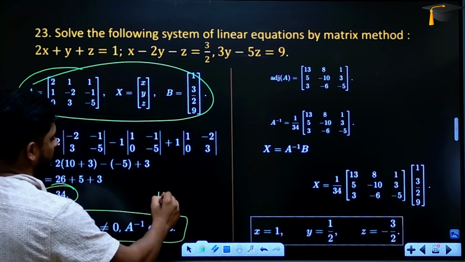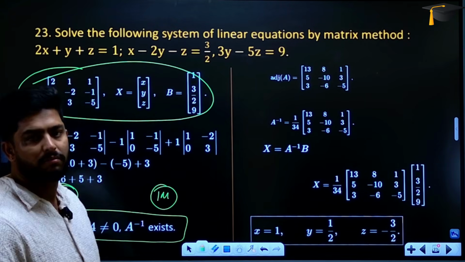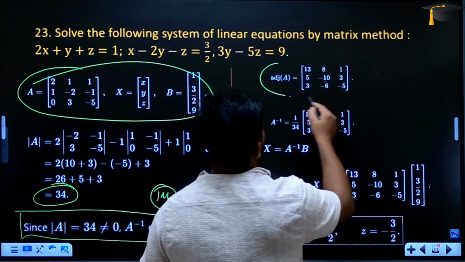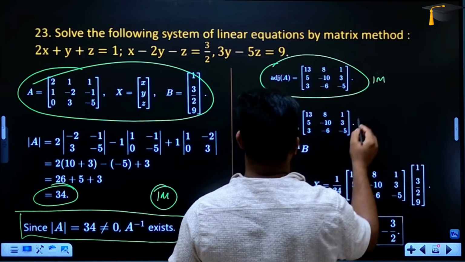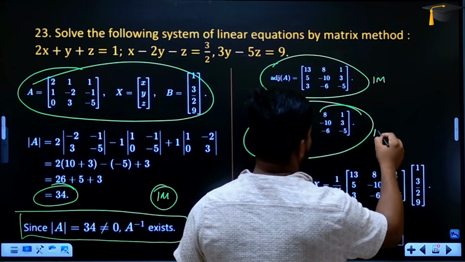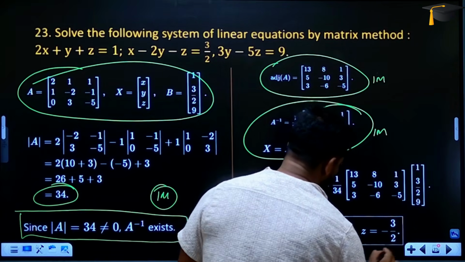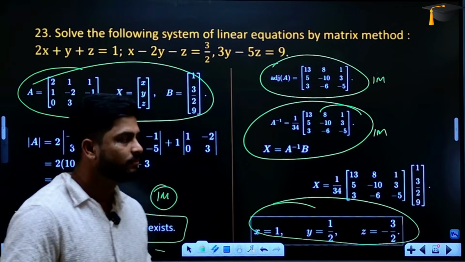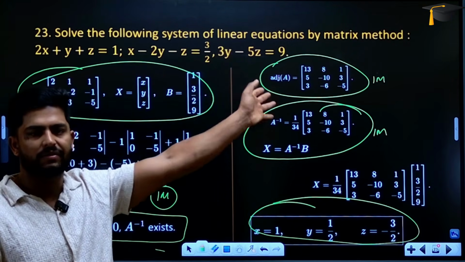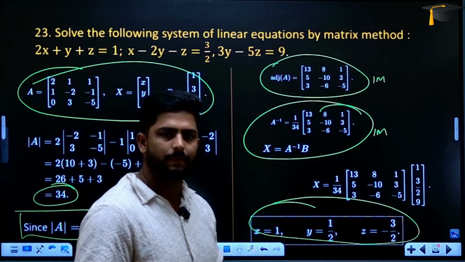Okay, so you have to write this. Then finding out the adjoint is 1 mark. Next, writing this is actually 1 mark, and finding the values of x, y, z is 1 mark. So follow the steps one after the other, you will get the complete answer clearly.